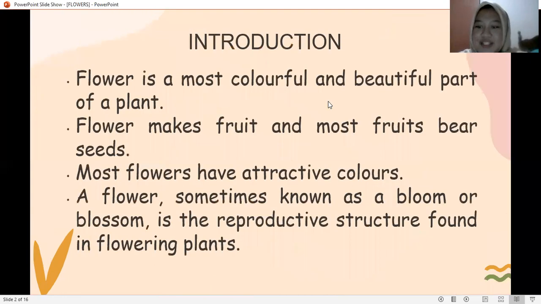So let me start with the introduction about flowers. Flowers are the most colorful and beautiful part of a plant. Flowers make fruit and most fruits bear seeds. Most flowers have attractive colors. A flower, sometimes known as a bloom or blossom, is the reproductive structure found in flowering plants.